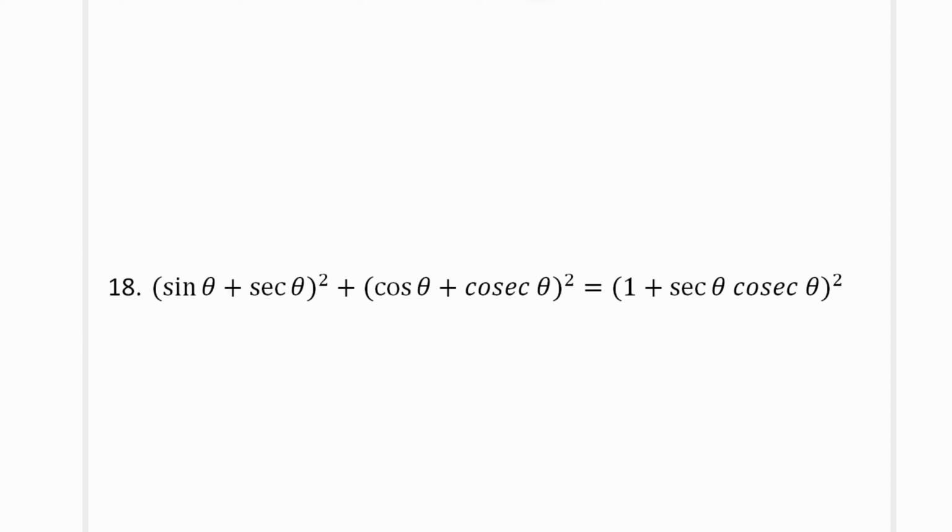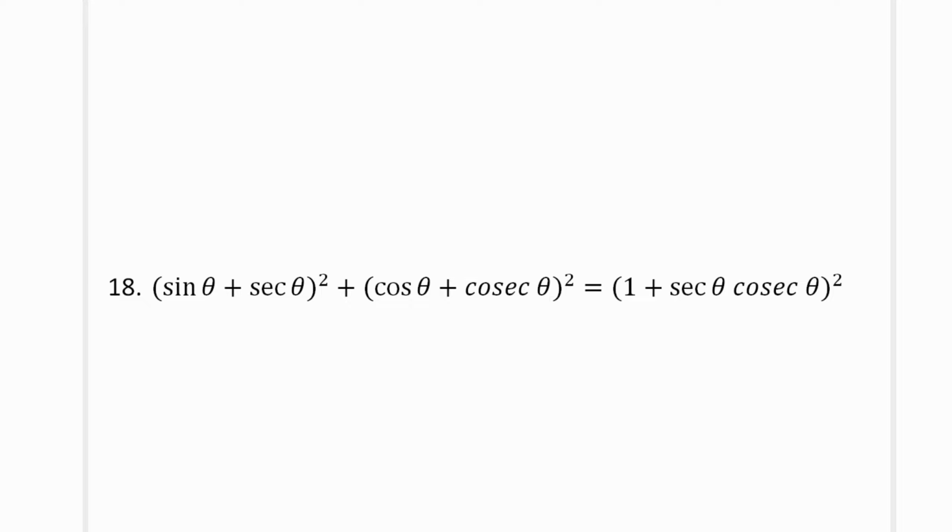The next question is: prove that 1 upon (sin A plus sec A) whole square plus (cos A plus cosec A) whole square is equal to 1 plus sec A cosec A. So what will we try and do?